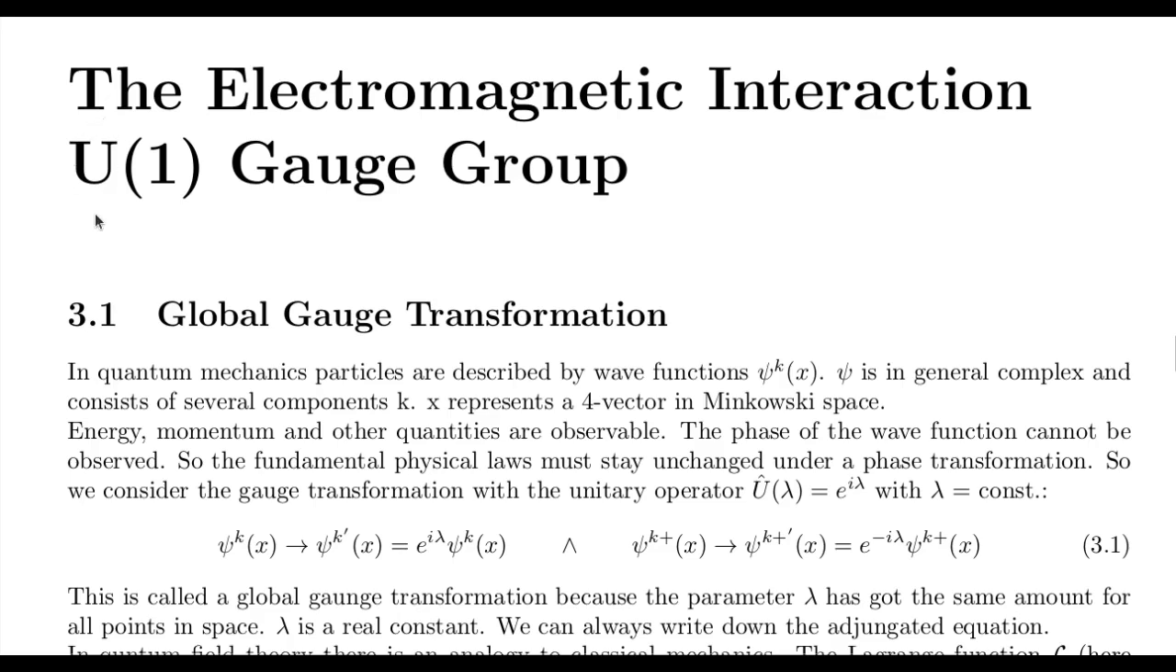U means unitary operator and 1 means the operator depends on one parameter. And these unitary operators, as transformation operators, form mathematically a group. And so we talk about a U(1) gauge group. First, we consider a global gauge transformation. Okay, in quantum field theory, we describe particles by wave functions, psi.